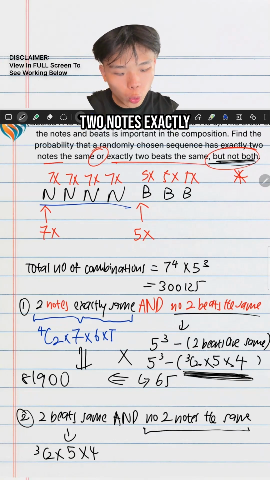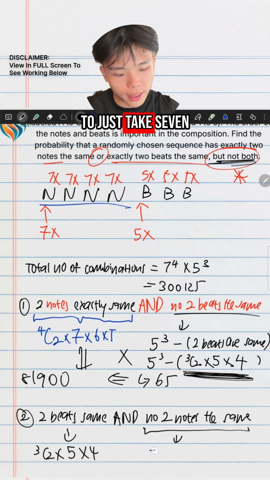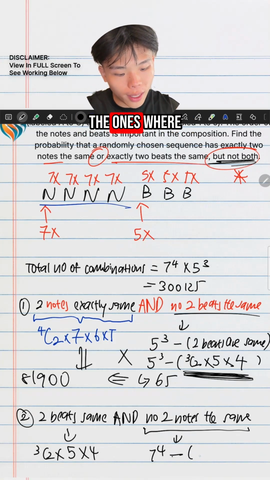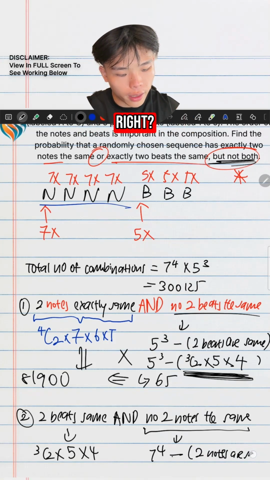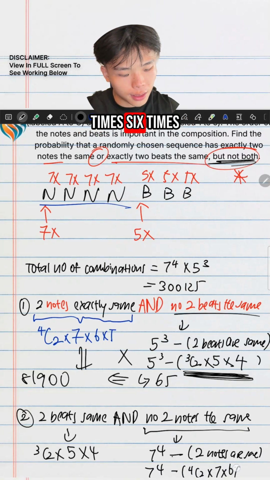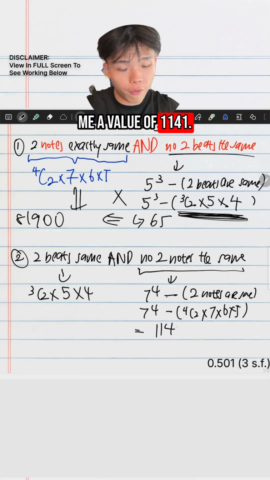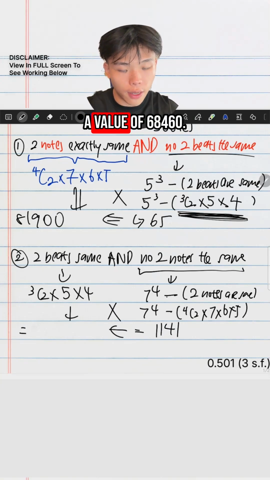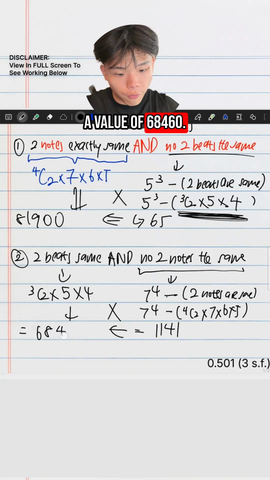And over here, no 2 notes exactly the same will be to just take 7 to the power of 4, which is all different possible combinations. I minus away the ones where 2 notes are the same, right? And that will mean 7 to the power of 4 minus 4 choose 2 times 7 times 6 times 5, which gives me a value of 1141. So when we actually combine these two and multiply everything together, we get a value of 68460.